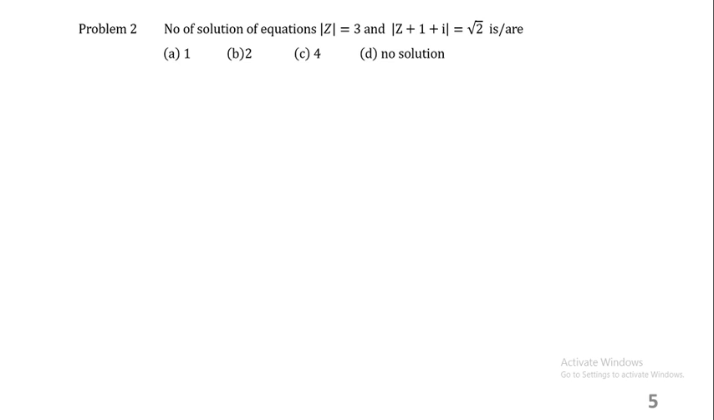The other problem is: the number of solutions of the equation mod z is equal to 3 and mod of z plus 1 plus i is equal to root 2 is r. We are given 4 options. Right? So no need to tell the theory again. I will do the problem directly. See, we have to find out the number of solutions of these two equations. One equation is magnitude z is equal to 3. That means it is a circle with center 0, 0 and radius 3.